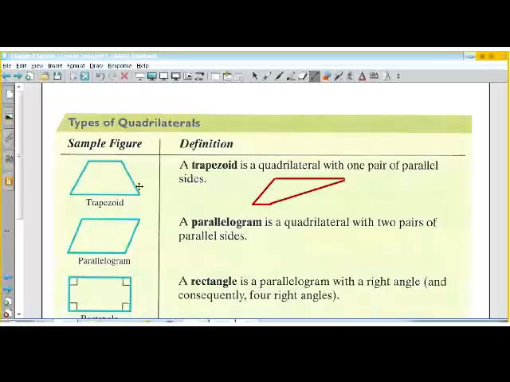So these 2 sides are parallel to each other, but there's no symmetry to it. This one looks like it has some symmetry, and you don't have to have symmetry to be a trapezoid. A parallelogram has the opposite sides parallel to each other. Now in that case, there is some relationship. This angle is going to be equal to that angle, which is going to be equal to that angle.